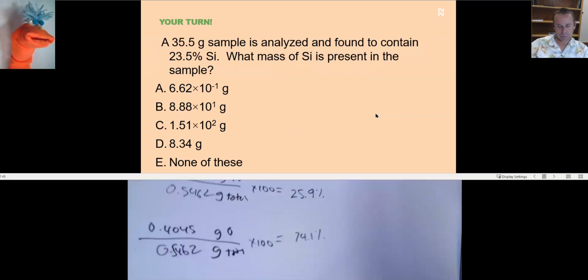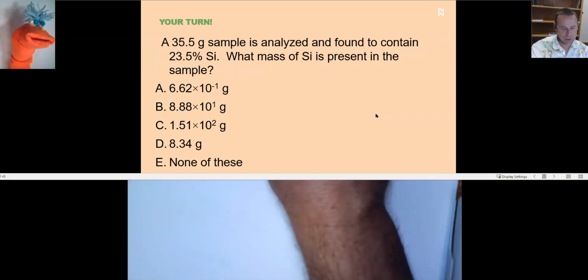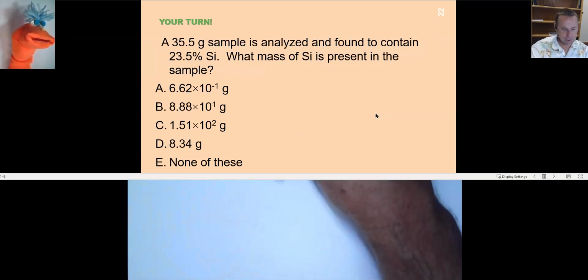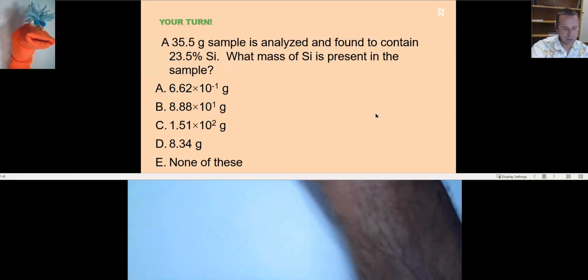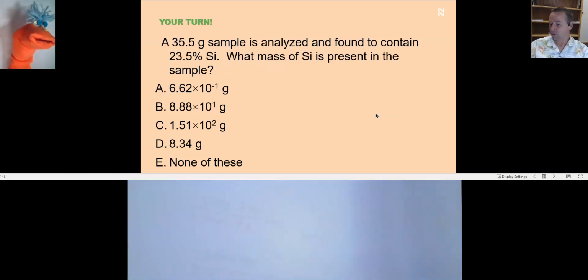How about this way of thinking about percentage of material? Remember this one from before this chemistry class? Sometimes you want to determine how many problems you missed on an exam, for example, out of 100, I got 23.5%. How many questions did I get right? Remember that business?